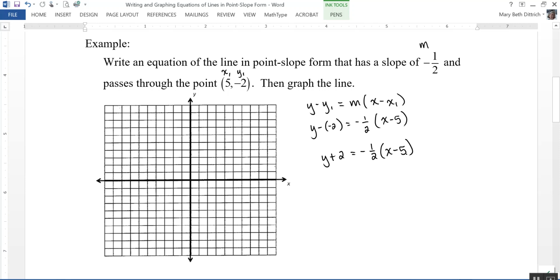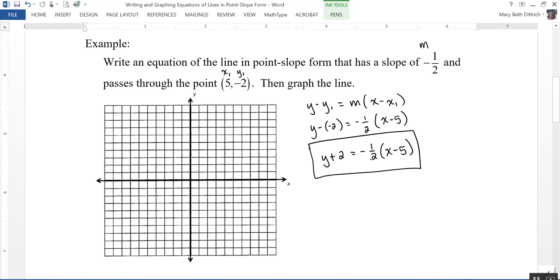Now you might have the desire right now to go ahead and distribute and maybe subtract 2 on both sides, but don't. Leave it just like this. We want to leave it in point-slope form because I can look at that and say, I know that a point on the line is 5, -2, and I know that the slope is -1/2.